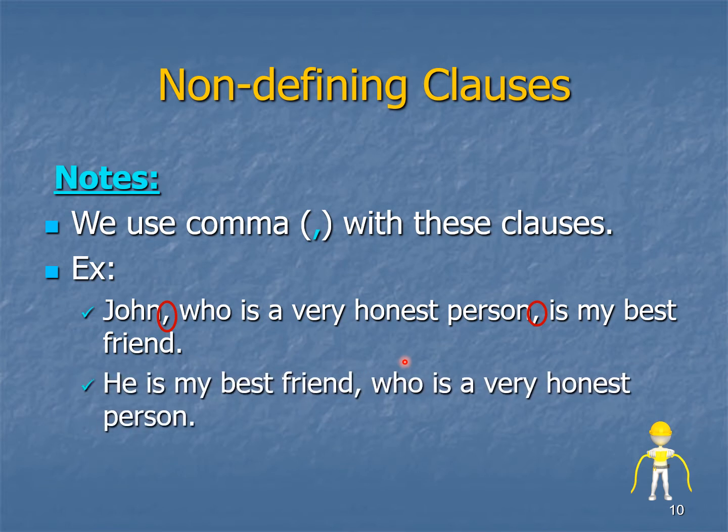The second example, he is my best friend, who is a very honest person. So he is my best friend, who is a very honest person. So you see a comma in here. So he is my best friend is just enough. Who is a very honest person? It's just the extra information or additional information to my best friend here. Just clarify more, right? Okay, move to the next one.